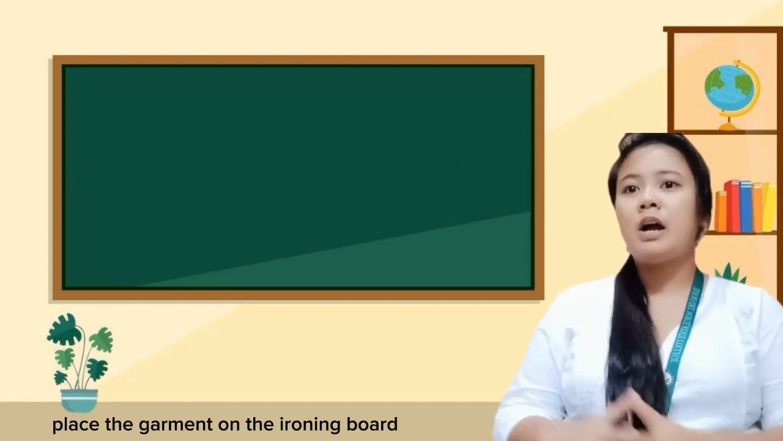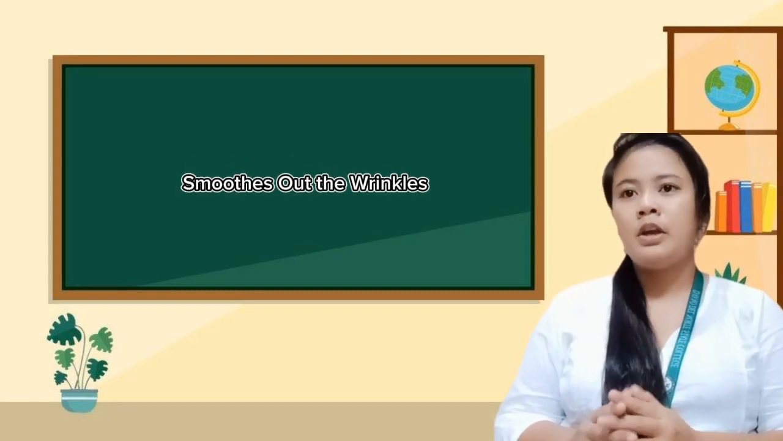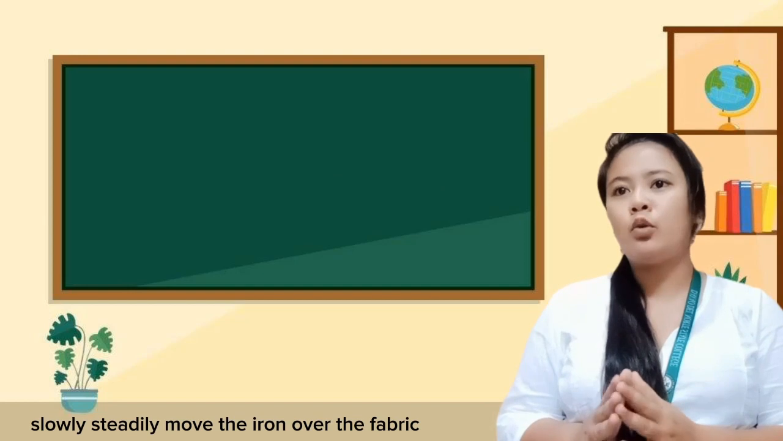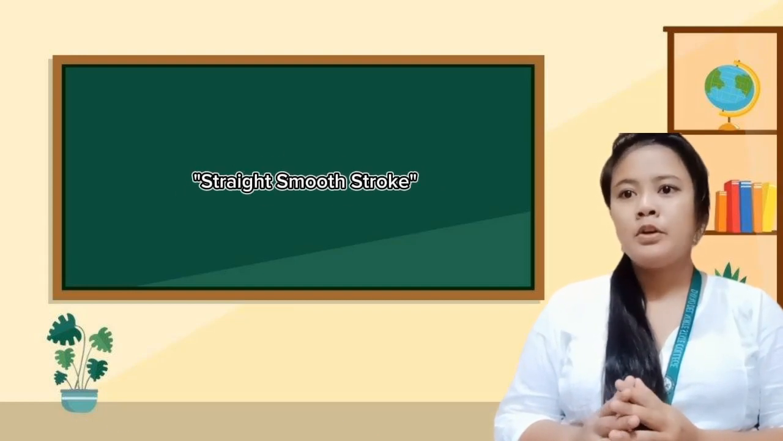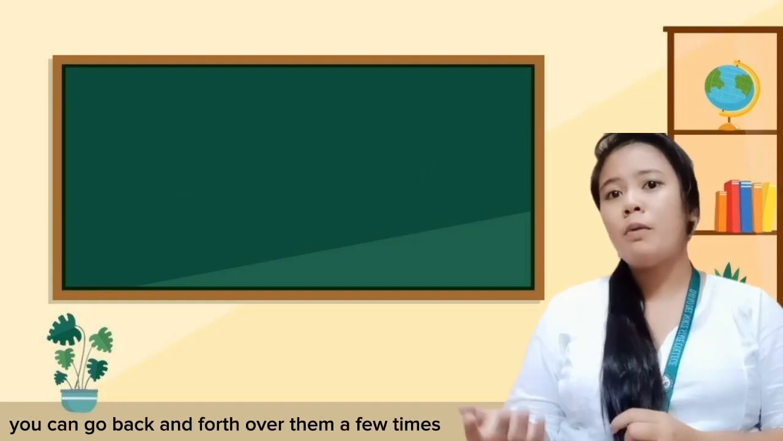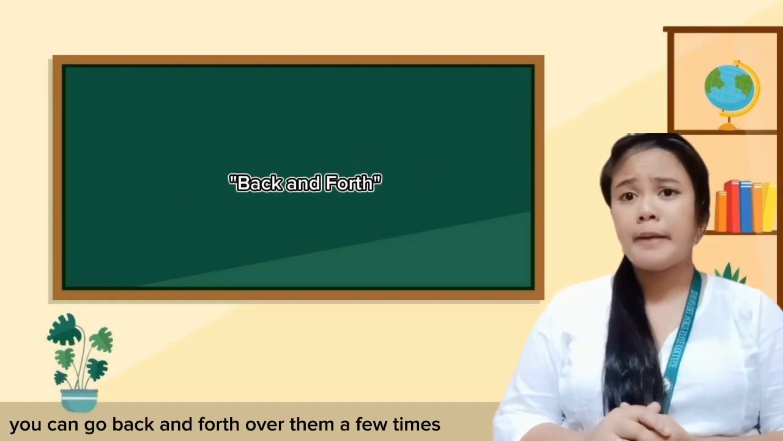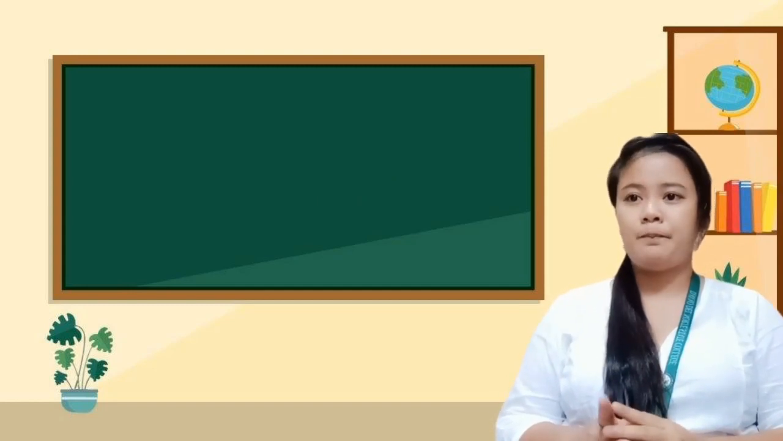Place the garment on the ironing board, smoothing out any wrinkles or creases. Slowly and steadily move the iron over the fabric in straight, smooth strokes. If there are any particularly stubborn wrinkles, you can go back and forth over them a few times or use the tip of the iron to focus on specific areas.